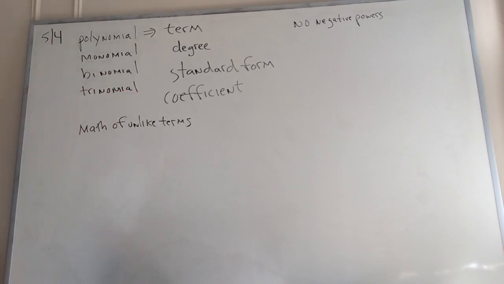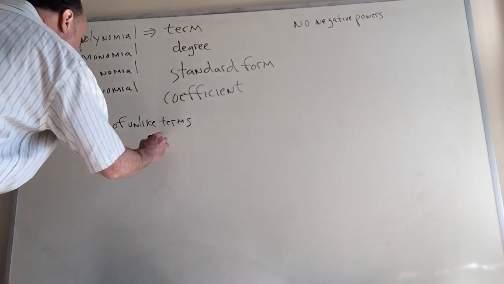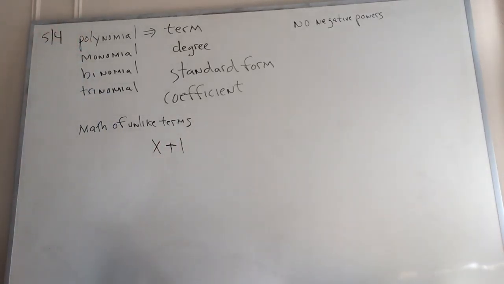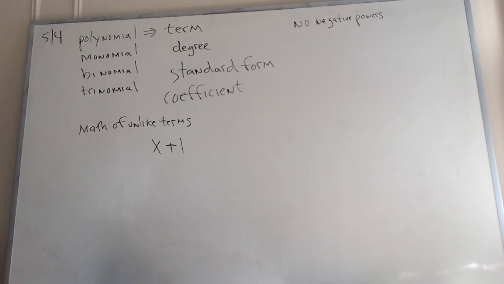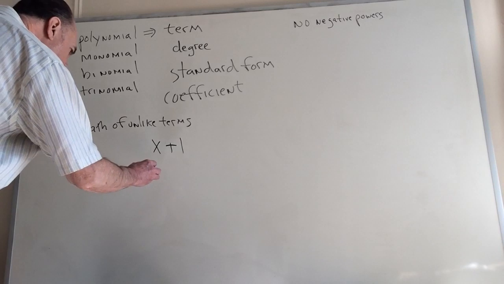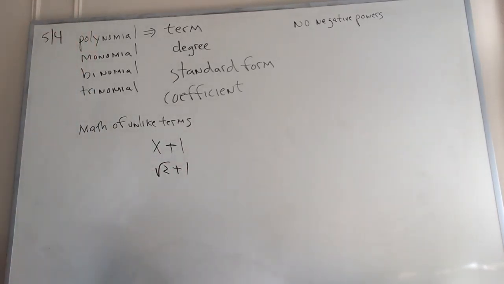The overall theme that you should understand as we go along, which really is the beginning of high school math, is the math of unlike terms. And we're already familiar with that from middle school, so I'm going to just pause here a second and give you some examples. For example, x plus 1 is called linear, right? And the x can never go together with the 1. And we'll end up calling this a binomial. I'll get to that in a second. And how about radical 2 plus 1? These can never be put together either.